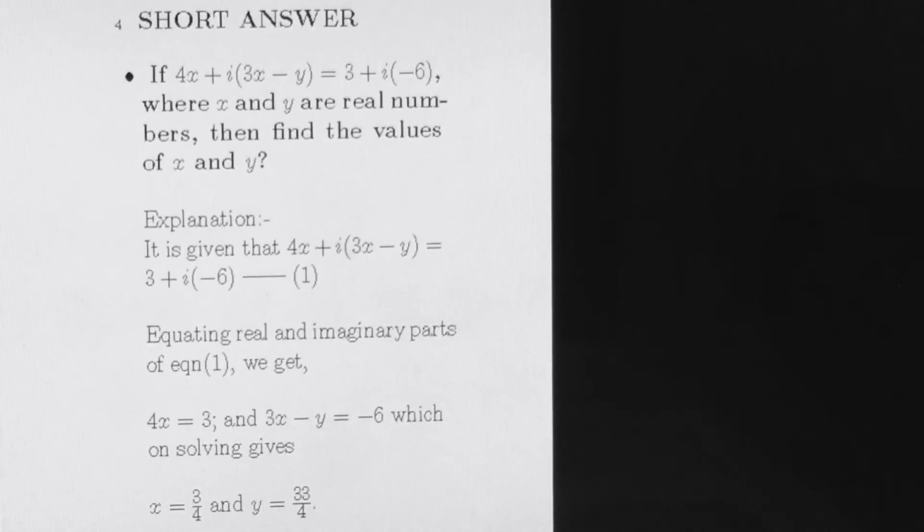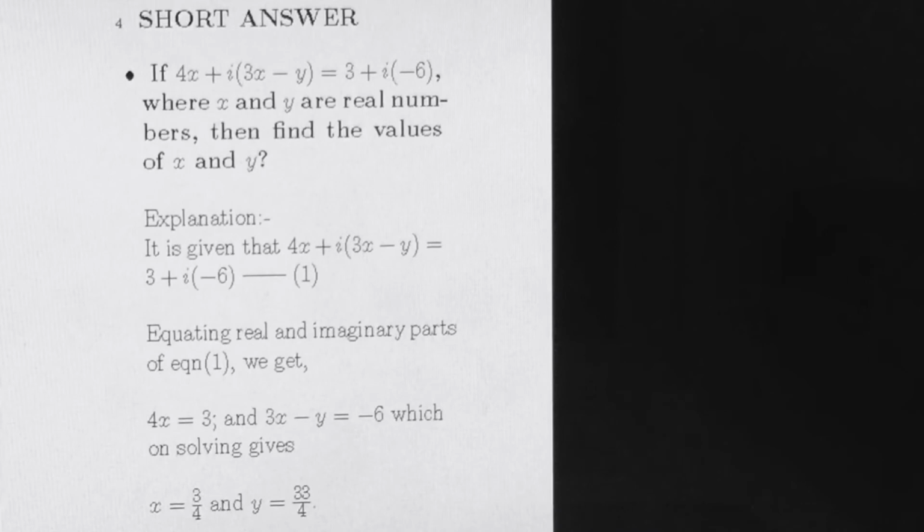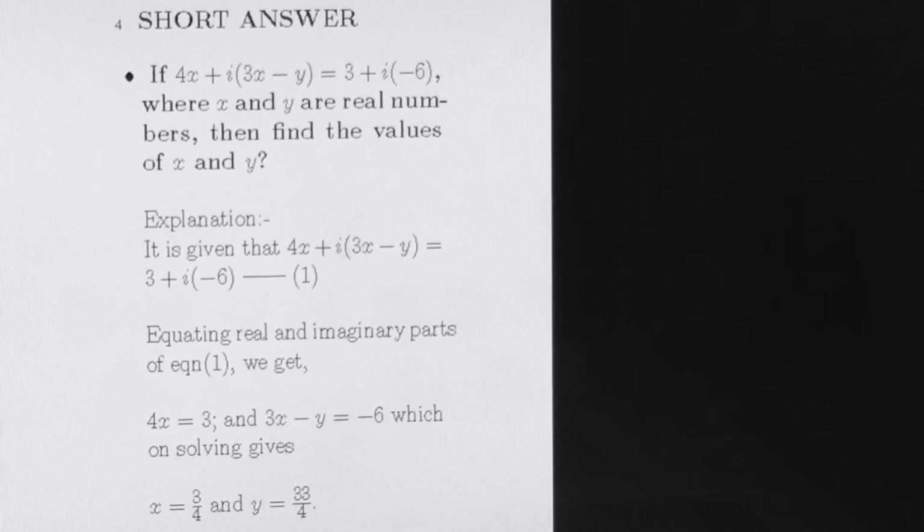So coming to short answer type questions. First question: if 4x + i(3x − y) = 3 + i(−x), where x and y are real numbers, then find the values of x and y. So it is given that 4x + i(3x − y) = 3 + i(−x), and we mark it as equation number 1.